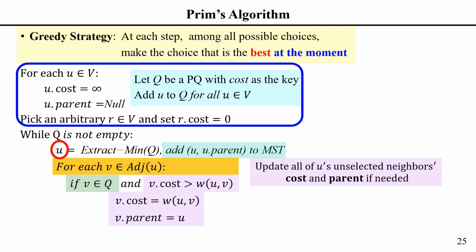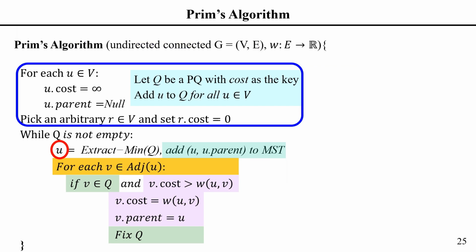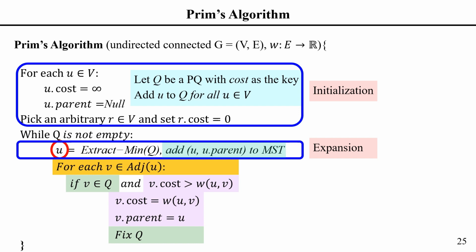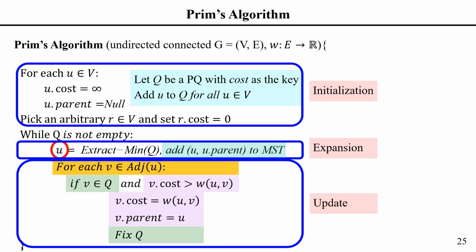And since this neighbor v is still in the queue, once we update its cost to a smaller value, this may break the priority queue property, so we need to fix the queue. And now we are ready for the next round. So this is the whole Prim's algorithm. Basically, we have 3 stages: initialization, expansion, and update.